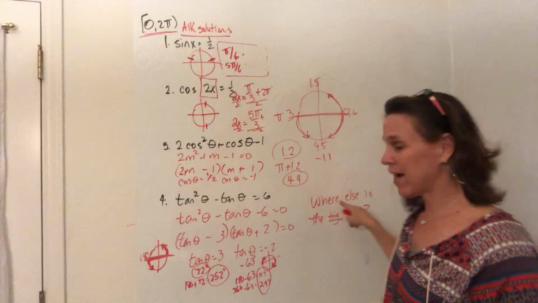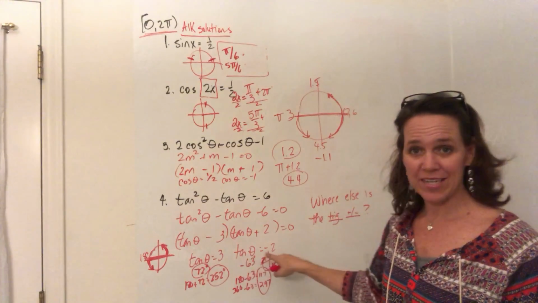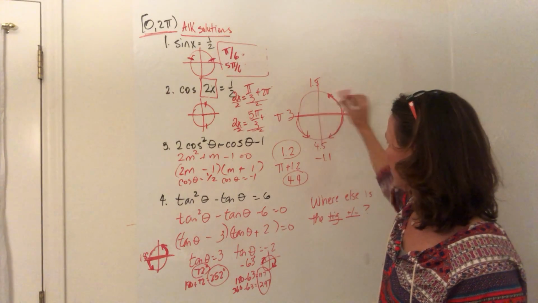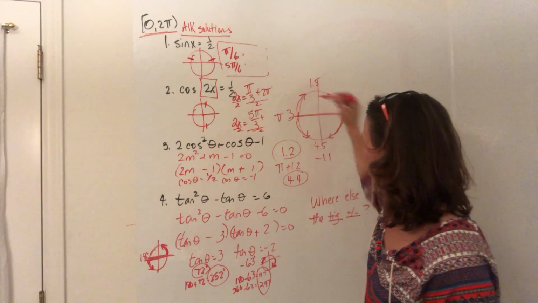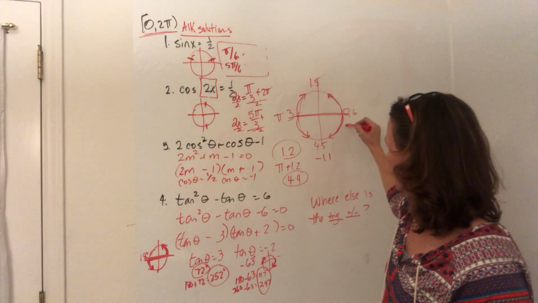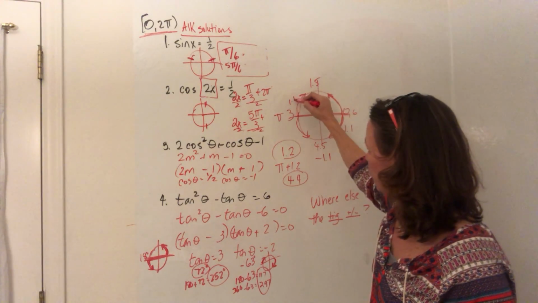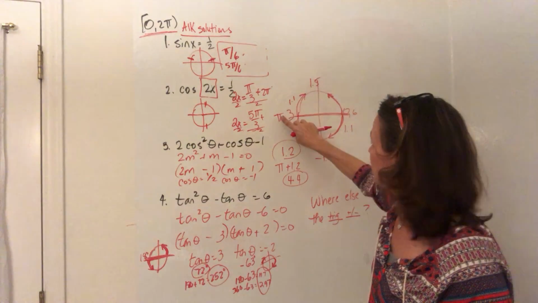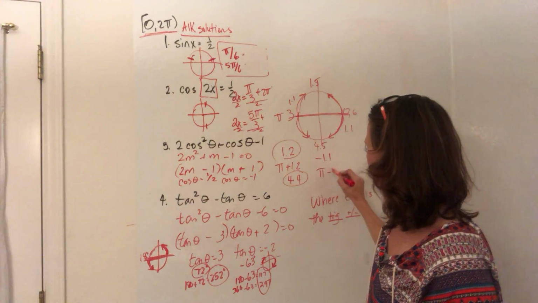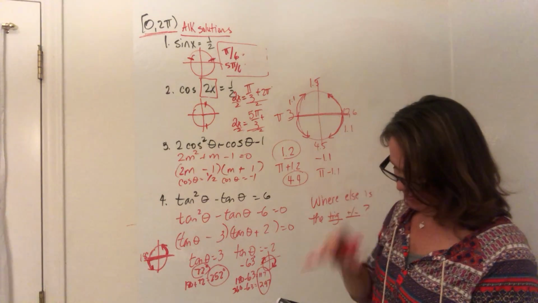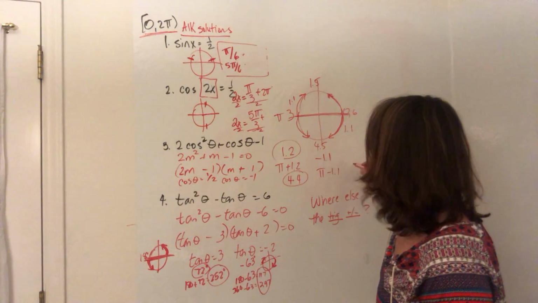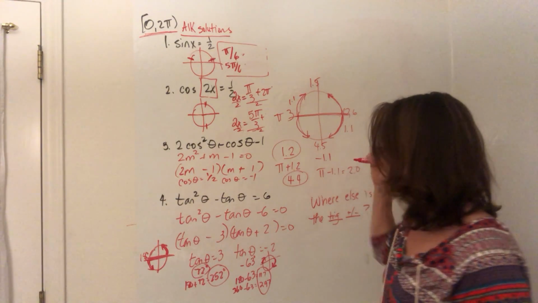And I'm going to say, where else is the tangent negative? Well, tangent is also negative up here compared to this line right here. So I'm going to go up this way. If this is 1.1 this way, this is 1.1 this way. I'm going to take pi, and I'm going toward pi over 2, right? So pi minus 1.1 is about around 2.0.